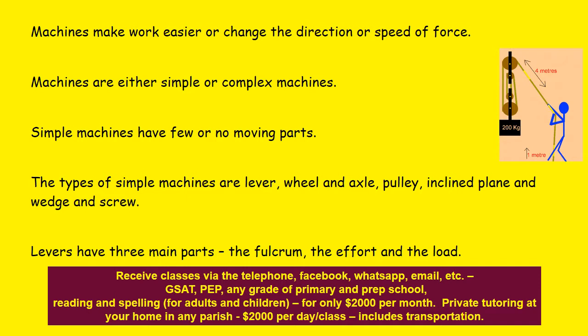Okay, I'll read it one more time. Machines make work easier or change the direction or speed of force. Machines are either simple or complex machines. Simple machines have few or no moving parts. The types of simple machines are lever, wheel and axle, pulley, inclined plane, and wedge and screw. Levers have three main parts: the fulcrum, the effort, and the load.